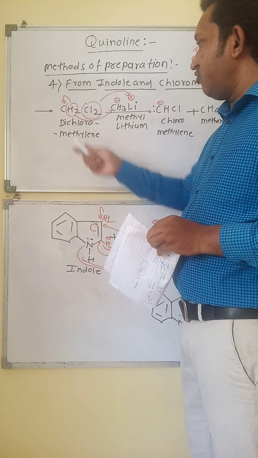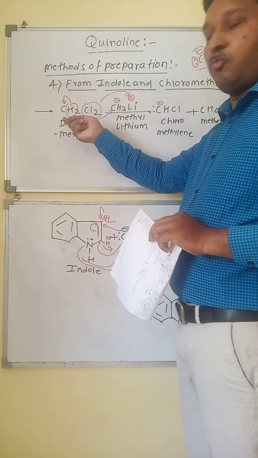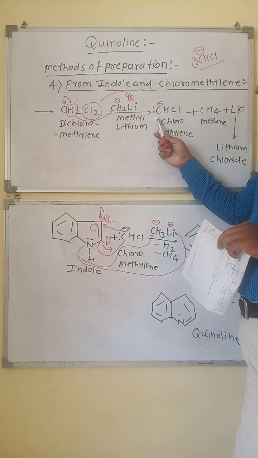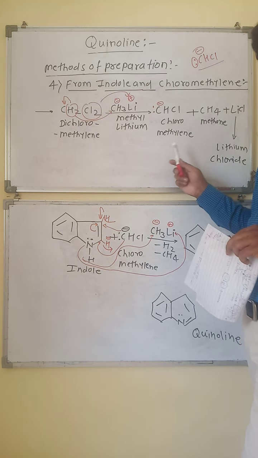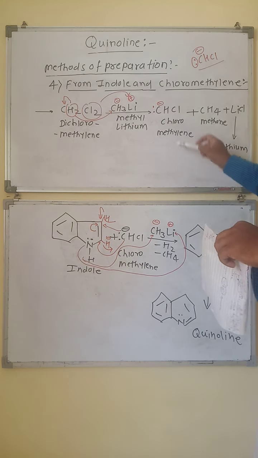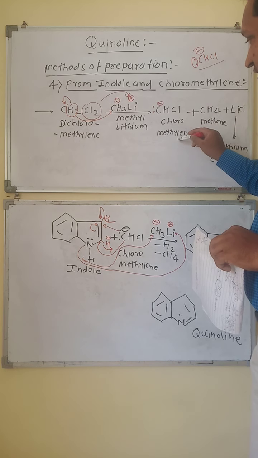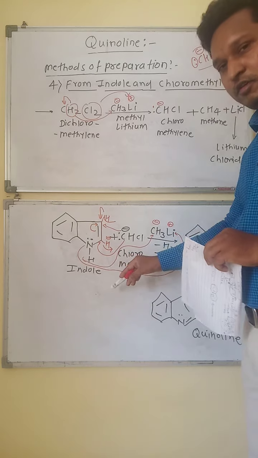So this carbon will acquire the negative charge as well as the lone pair of electrons. It is called chloromethylene. This is the structure of the chloromethylene. Now there is formation of the chloromethylene, and it will then react with indole in the next step.